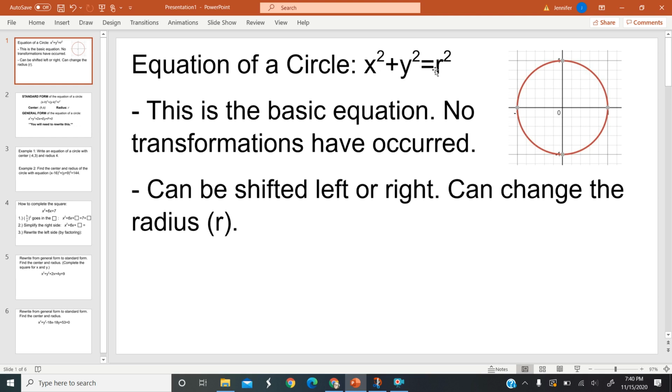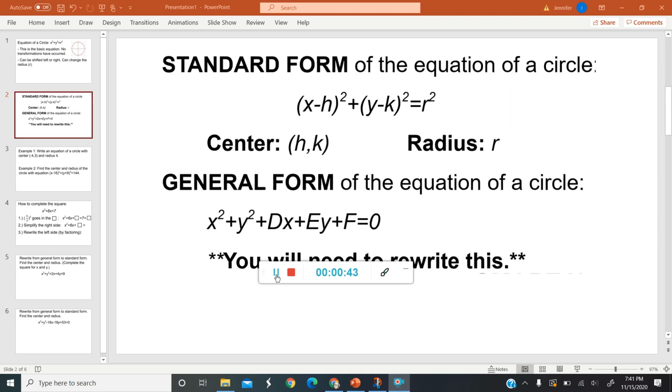r being the radius. I went ahead and graphed just x squared plus y squared equals 1 so that you can see what the basic circle equation is going to come out as, where we have that radius of 1 and the center is just at the origin. And then obviously these circles can be shifted left or right, and you can change the radius, and we're going to talk today about how you're going to do that.